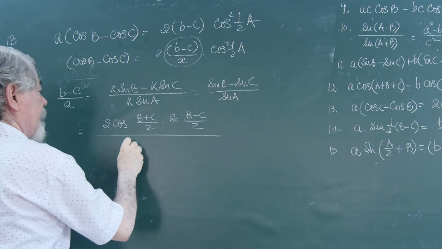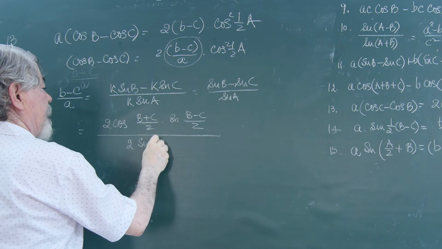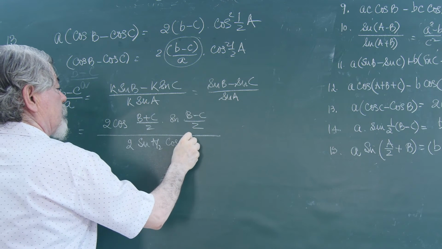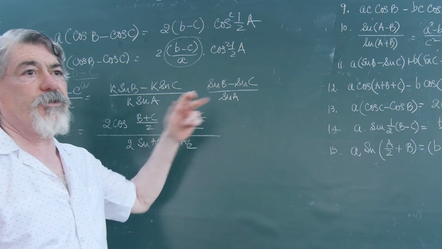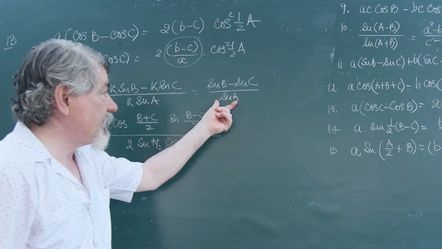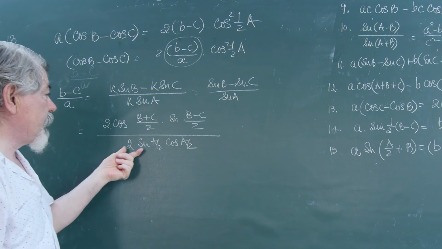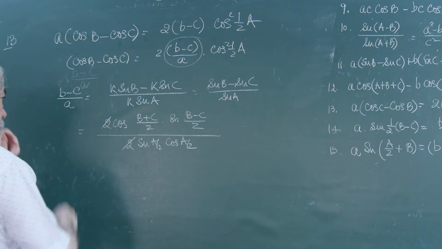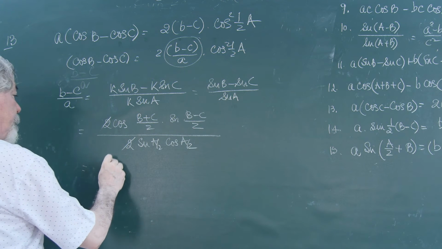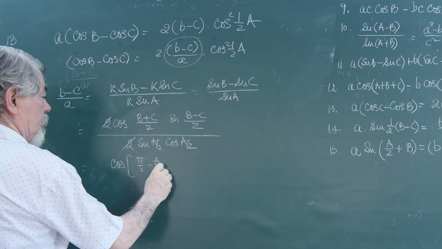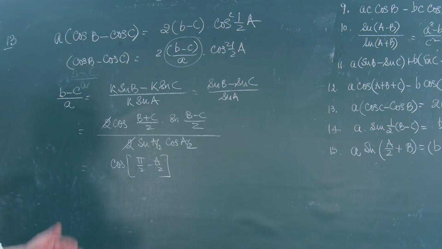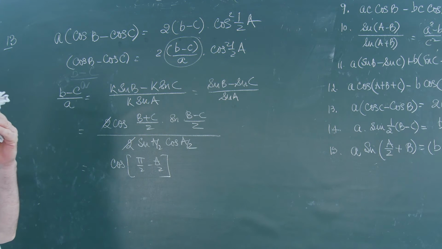This is sine A. I can write it as 2 sine A by 2 cos A by 2. Sine 2A was 2 sine A cos A. If it is sine A, obviously it will become half. 2 sine A by 2 cos A by 2, this will cancel. Now, cos (B plus C) by 2 can be written as pi by 2 minus A by 2. A plus B plus C is 180, so A by 2 plus B by 2 plus C by 2 is 90, and obviously (B plus C) by 2 will be pi by 2 minus A by 2.